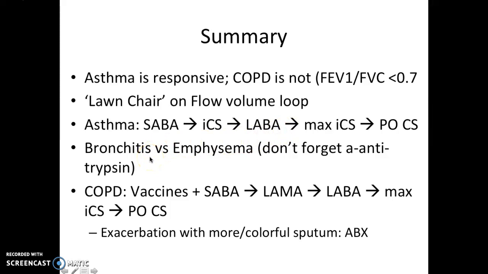Remember COPD, you have bronchitis and emphysema, so these are your blue bloaters and your pink puffers. And don't forget that in a very young person who looks like they have emphysema, maybe has some liver involvement or a family history, that it could possibly be an alpha antitrypsin deficiency. So managing COPD, don't forget Prevnar and annual flu vaccine, SABA, add the muscarinic, LABA, max out the inhaled corticosteroids before moving to the oral corticosteroids. So exacerbation in these people, you want to be thinking about if they start to have sputum, give them an antibiotic.